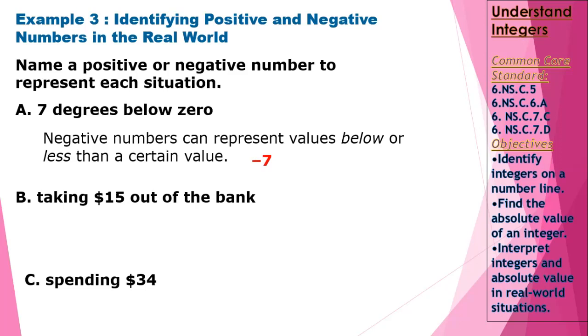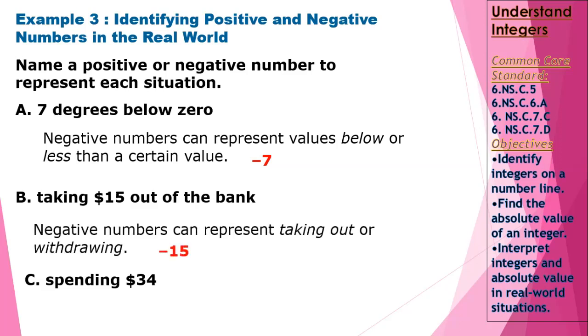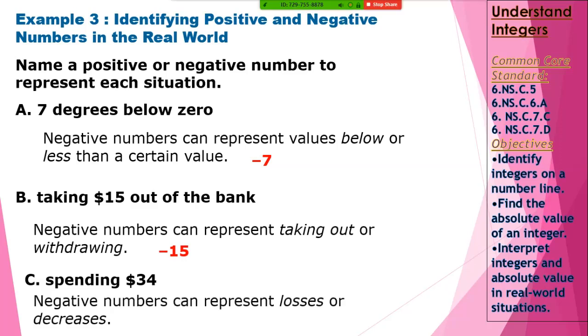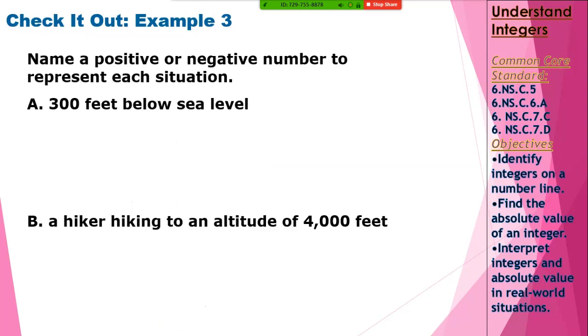Okay. Number B, taking $15 out of the bank. If I take $15 from you, will it be negative or positive from your pocket? Yes, exactly. It will be -15. Great. What about spending $34? Will it be negative or positive? Exactly, it's negative 34.